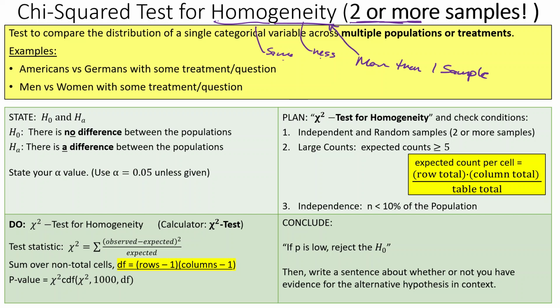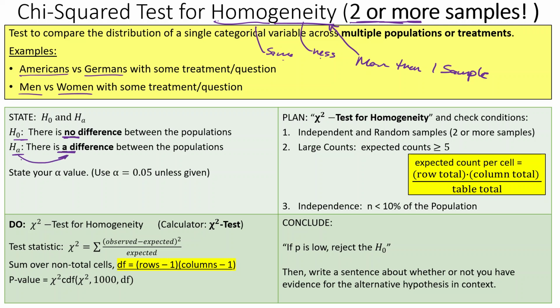All right, so it's a test to compare the distribution of a single categorical variable across multiple populations or treatments. So we could look at how Americans feel about something versus how Germans feel about something, how men and how women feel about something. But we have to sample a sample of men and a sample of women, different than last time, two separate samples. All right, so our null hypothesis is that there is no difference. Our alternative hypothesis is that there is a difference.